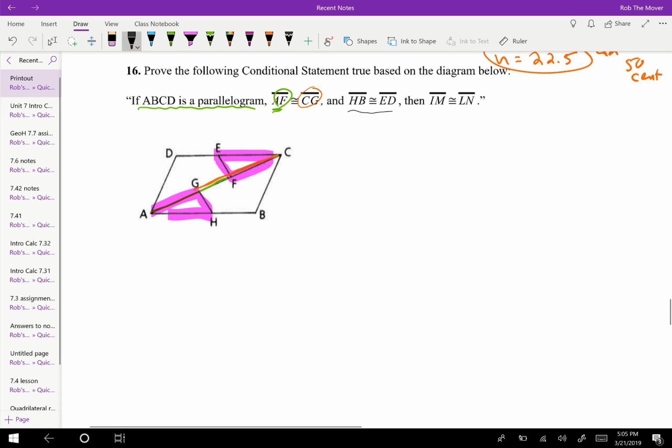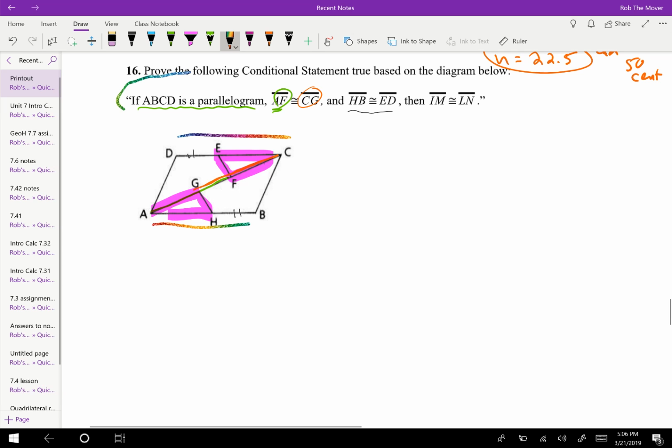Then I've got HB is given to be congruent to ED. Those segments don't look very significant, right? They're just 2 segments. They're not involved in anything, right? But again, they're part of something. They're part of a greater cause here, right? They're part of segments that I know are congruent because they're opposite sides of a parallelogram.